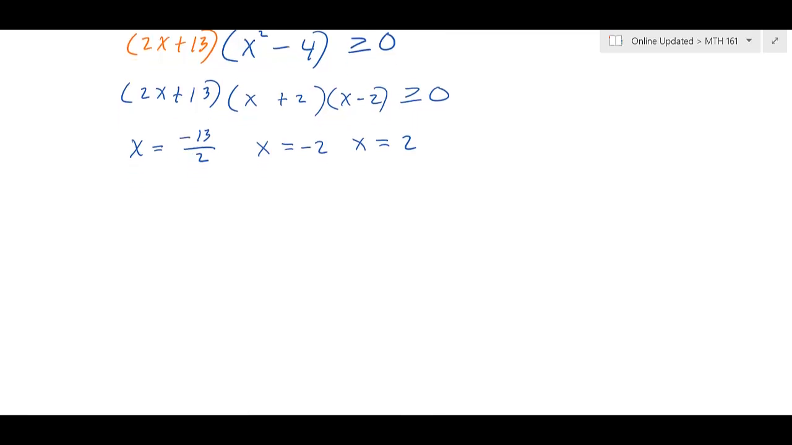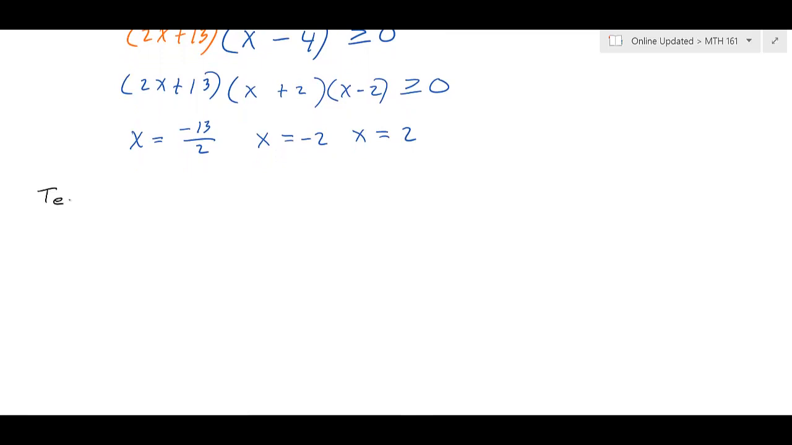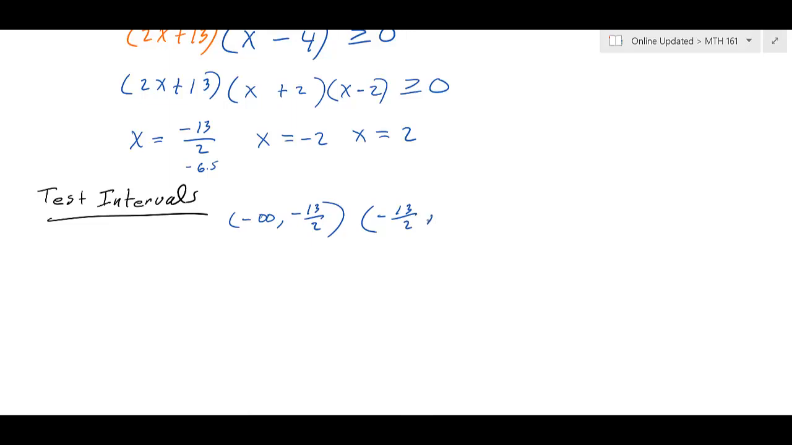So now we can set up our test intervals. And once again, we're going to start from negative infinity, and we're going to go up to the next number, which would be the negative 13 halves. That would actually be a negative 6.5. And then we want to go from negative 13 halves up to the negative 2, negative 2 to positive 2, and then 2 to infinity.